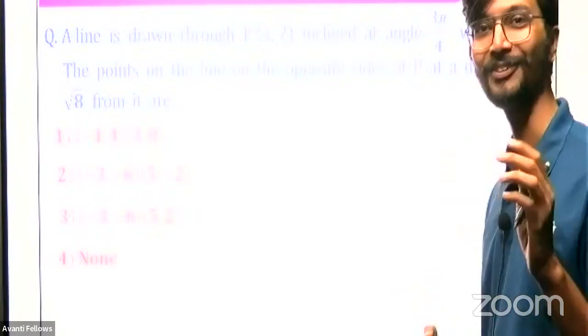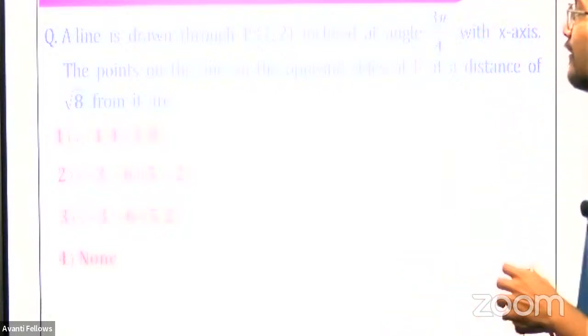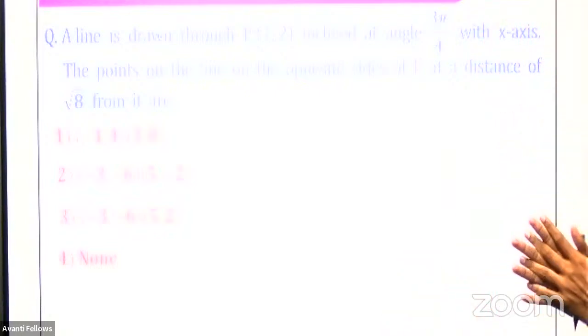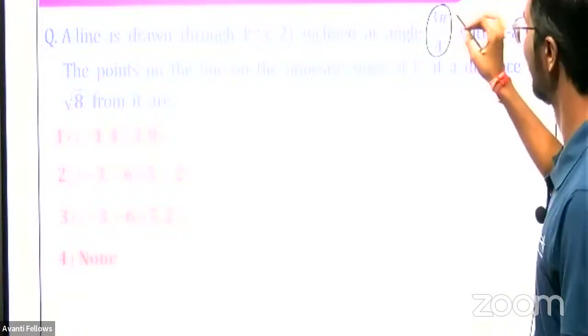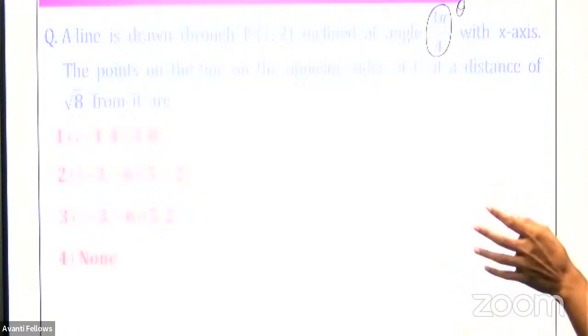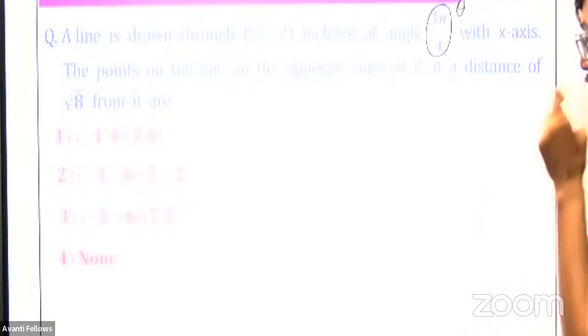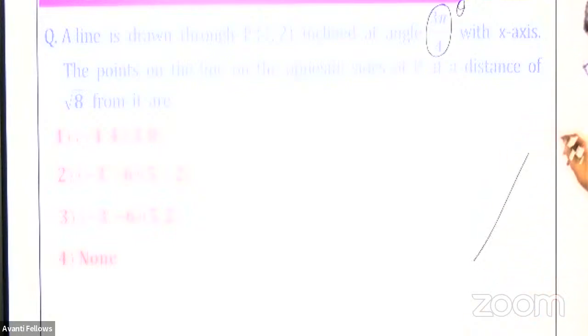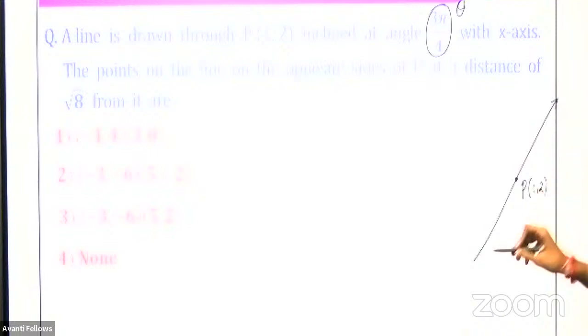So a line is drawn through point P at an angle, which I hope you read in the question. I'll start reading with the x-axis. Okay, so that means this is theta. Theta means inclination. The points on the line are on opposite sides of P. Okay, let us try to draw the diagram. This is the given line, and let's say this is point P (1, 2), and this is the line. Right, guys?